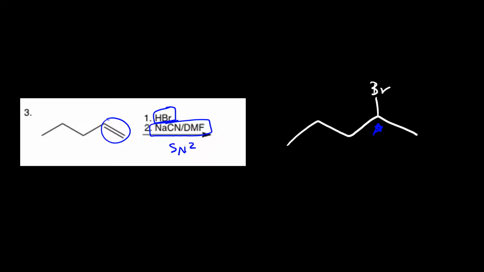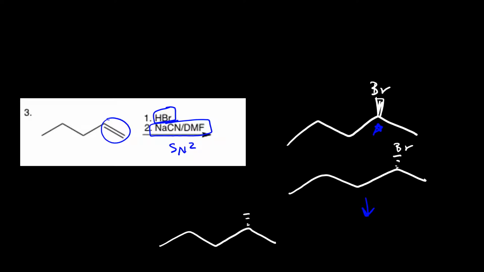So let's draw what the product outcome would have been after the first step. Okay. And then let's think about what that's going to look like in the second step. We know SN2 gives inversion, and so we're going to end up with this product and this product.